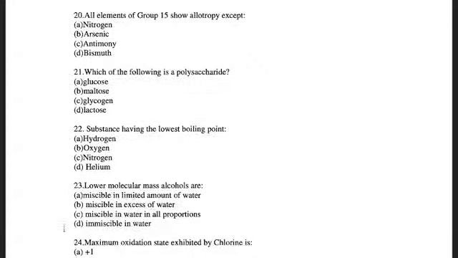Question number 23. Lower molecular mass alcohols are: A. Miscible in limited amount of water, B. Miscible in excess of water, C. Miscible in water in all proportions, D. Immiscible in water. Correct. The answer is option C, miscible in water in all proportions. Lower molecular mass alcohols are able to form hydrogen bonds with water. So the answer is option C, miscible in water in all proportions.